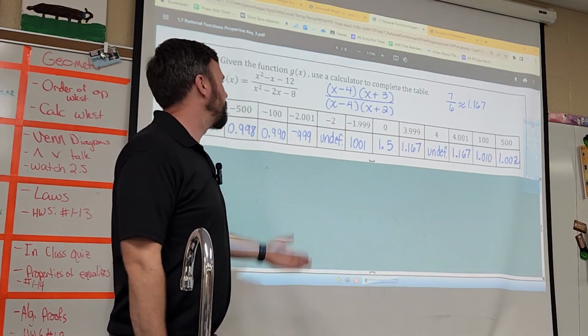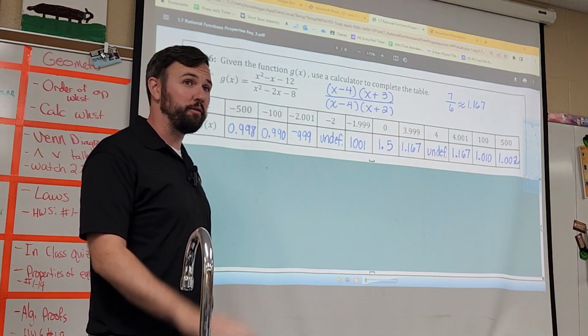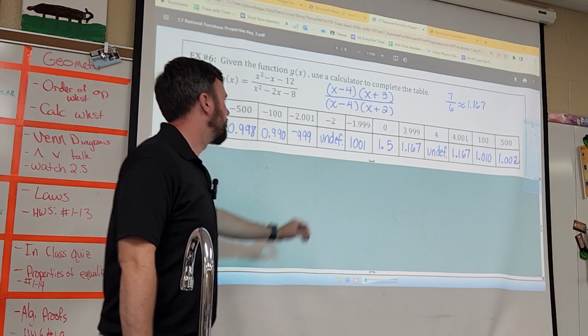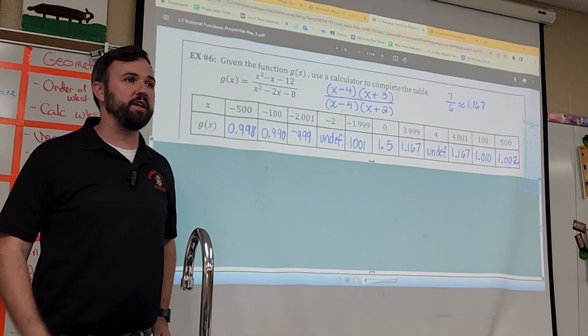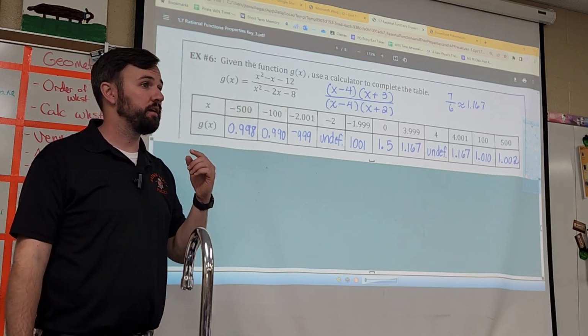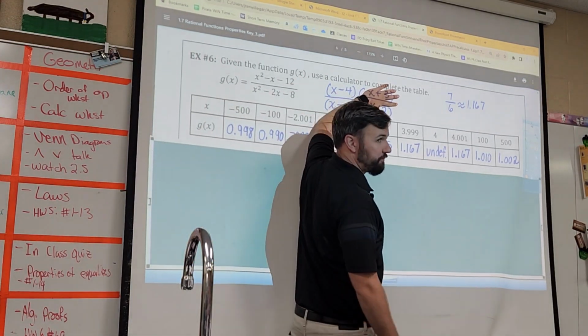Before we get started, what are some things we notice about these numbers? Really big or very small? Where's my undefined ones at? So what do we know is going to be happening at those points if they're undefined? Either a hole or an asymptote. It has to be one or the other, right? Pretend like we don't know this.